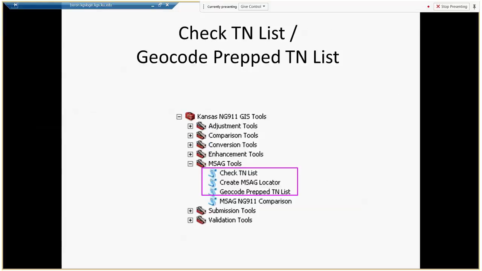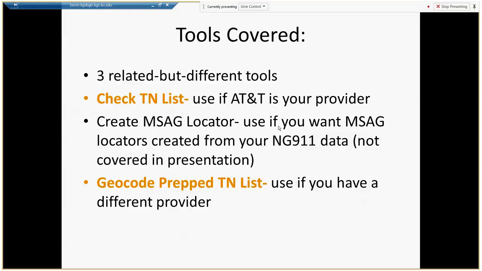And in this edition of Toolbox Time, we're going to be taking a deeper look into the Check TN List and Geocode Prepped TN List tools. And as you can see highlighted with the pink box, these tools are located under the MSEG Tools toolset. And so that's where you'll find those.